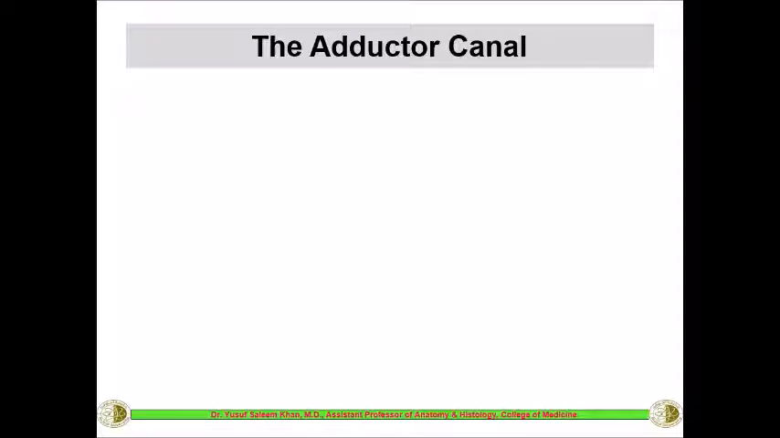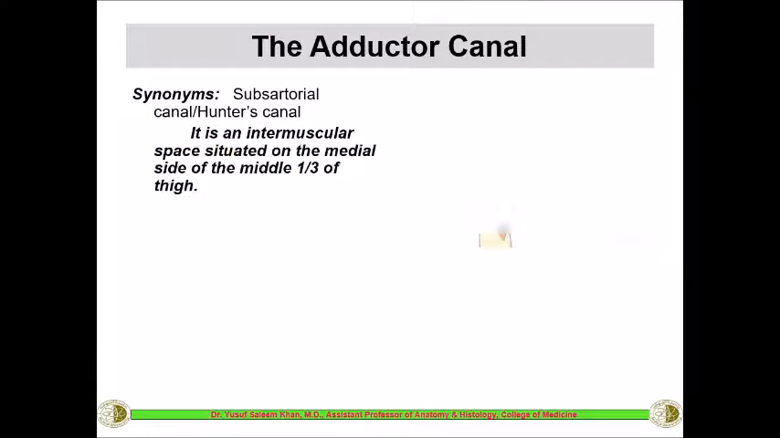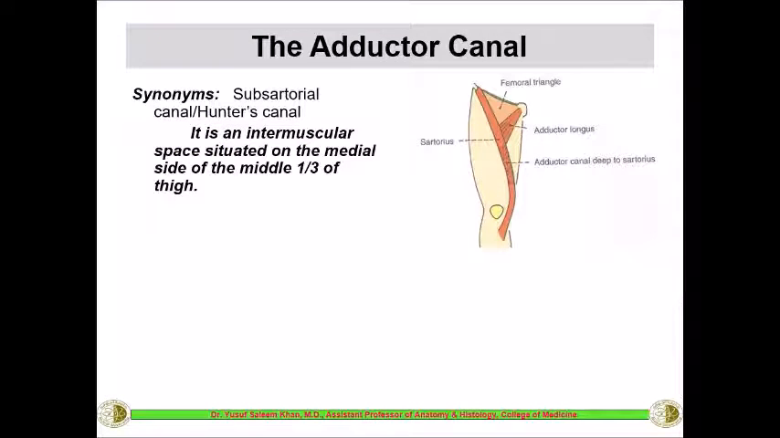Now, apart from these muscles as well as nerve in the adductor compartment, there is also something called the adductor canal. This is also called the subsartorial canal, or the Hunter's canal. If you remember the femoral triangle, which is in the front of the thigh, it has a base which is toward the inguinal ligament, and the apex directed downwards. The apex is not totally sharp, but blunt, and it opens into a canal called the adductor canal.